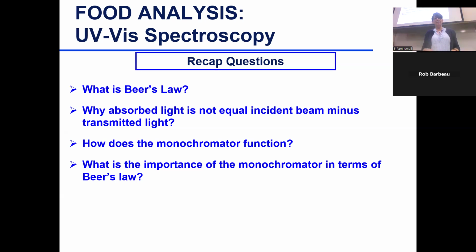Why is absorbed light not simply equal to the incident beam minus the transmitted light? So if you remember, you have your sample cuvette or tube, whatever. And that's the incident beam, or P0. And that's the transmitted light, the light exiting. Why isn't this minus this equals absorption?